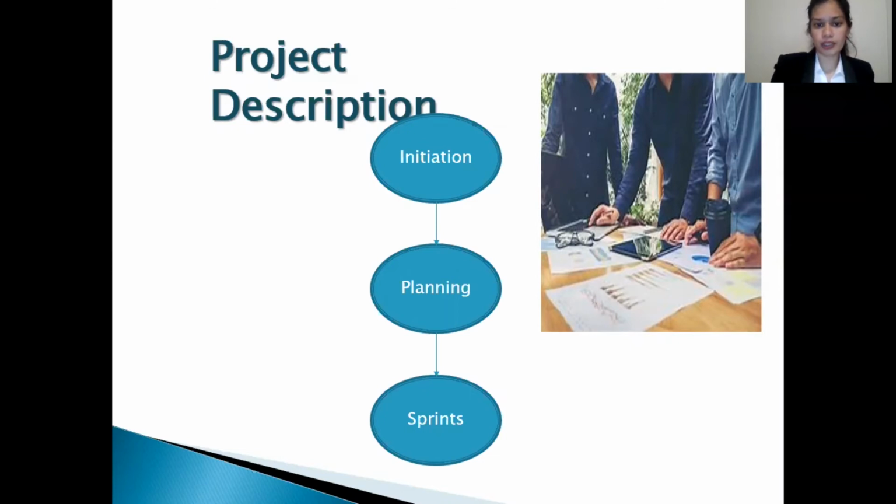Now I am going to discuss my part, developing the product, to describe the project. We have followed the agile process throughout the project. The process in the development was incremental and iterative with respect to the agile approach. And we have followed three steps to develop our product, shown as follows: initiation, planning, and sprints.